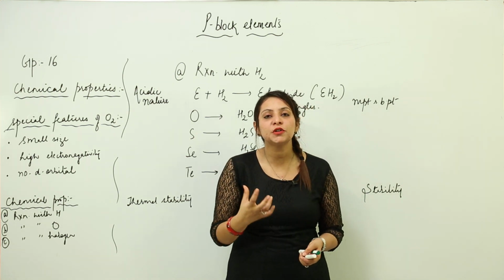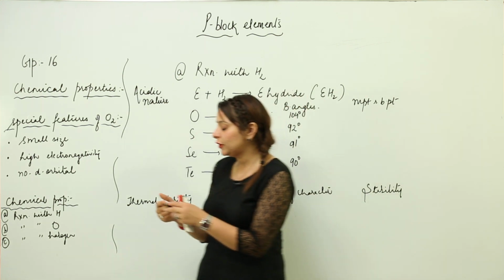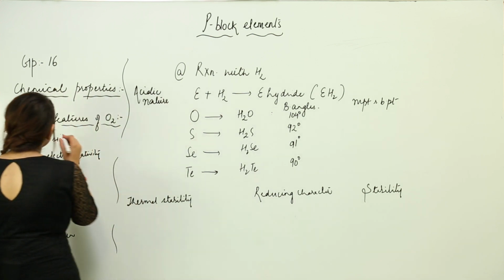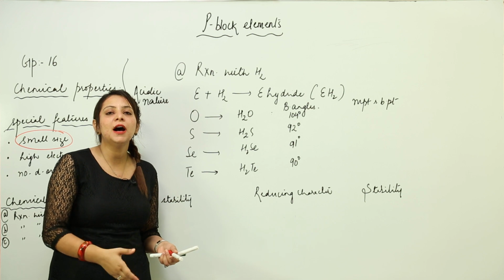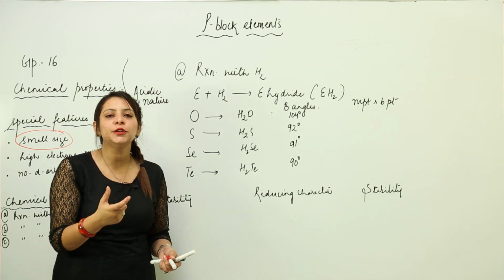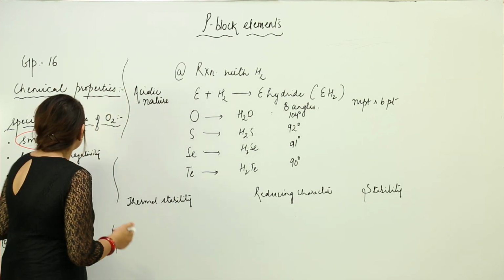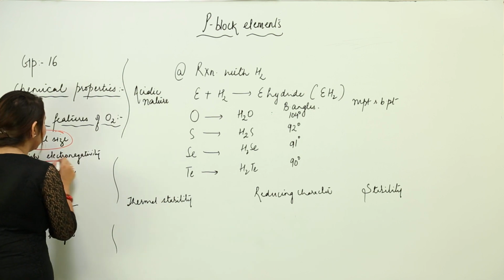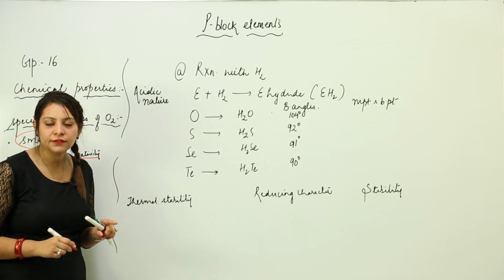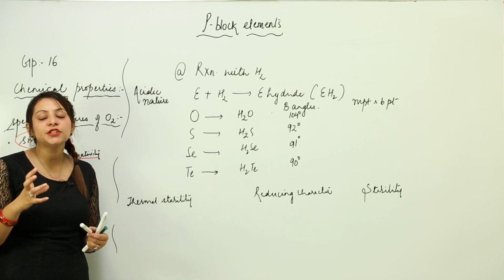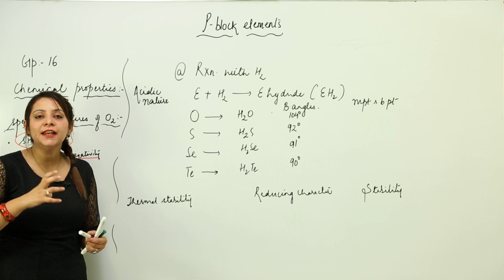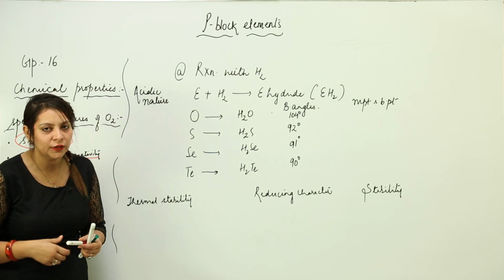So let's see what special properties it possesses. The first property is that it has a small size. We know that size increases down the group, so among the members of the family, oxygen possesses the smallest size. Being smallest, it is highly electronegative. That means its tendency to attract the shared pair is more because it is small, so the nuclear charge is very high, and it attracts the shared pair of electrons more towards itself.